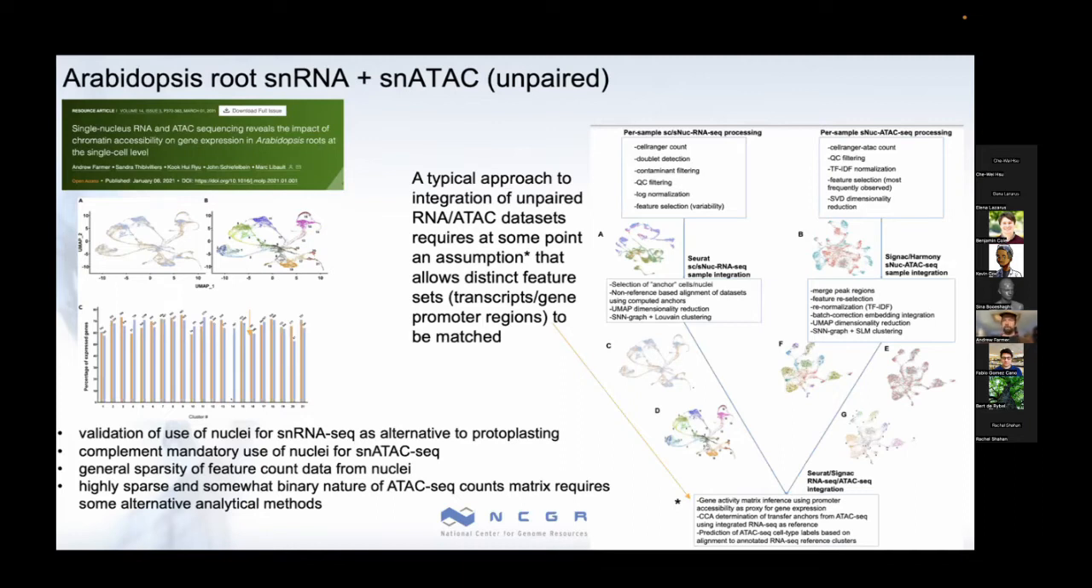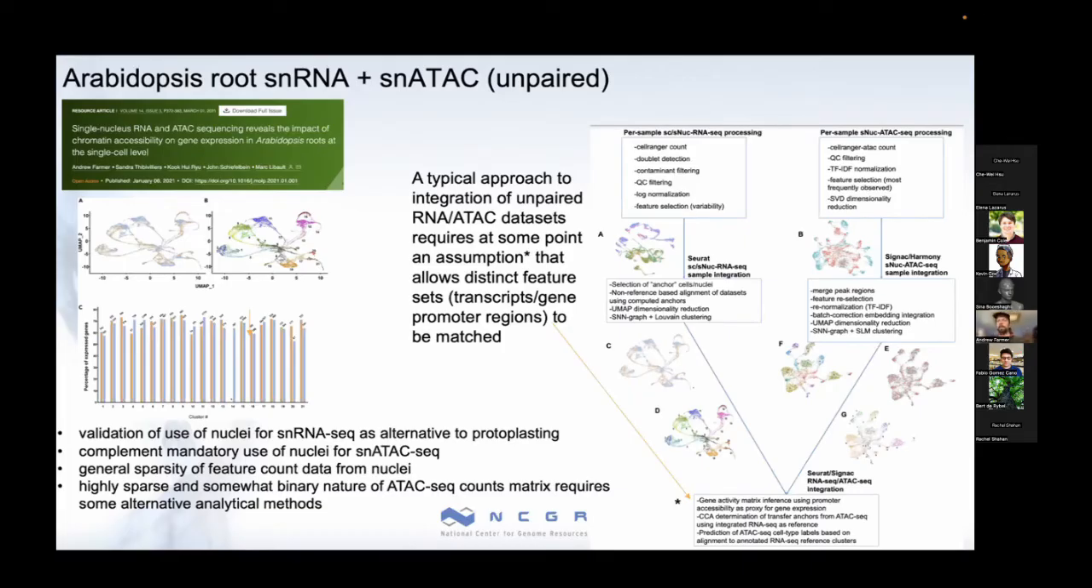A lot of it was fairly standard in terms of using the toolkits that were available at the time: Seurat for the single nucleus RNA-seq, and then the companion package called Signac, which was dealing with the ATAC-seq side of things. And ATAC-seq data has some special properties.